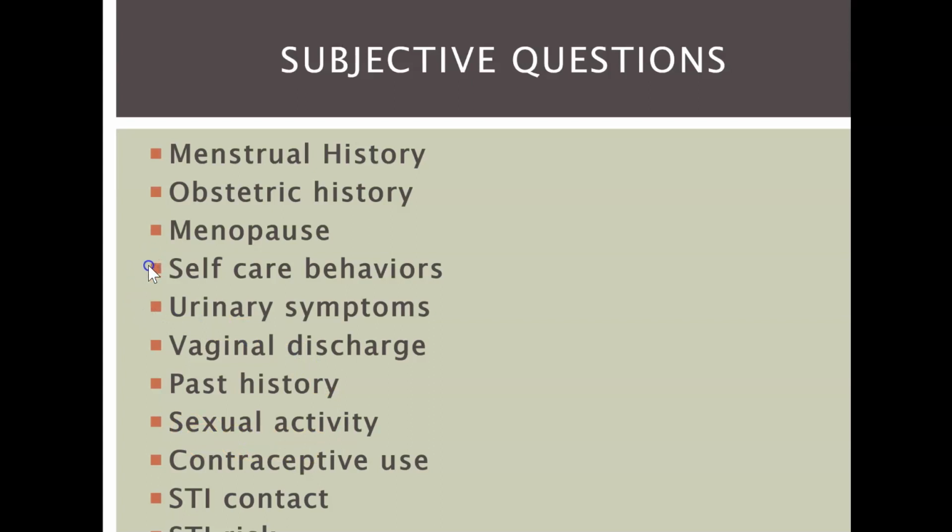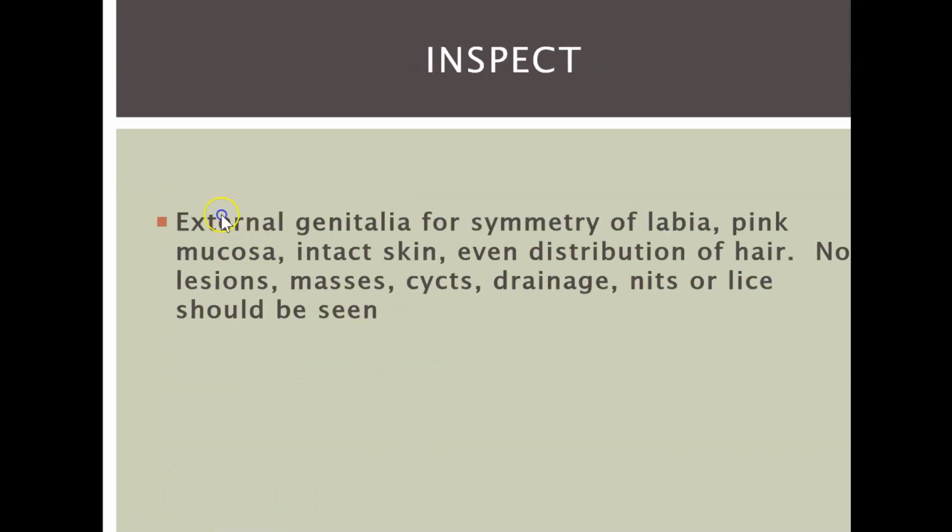When you look at things like self-care behavior or STI risk or anything of that nature, that is a really good point in time to do some teaching. So you want to inspect the external genitalia for symmetry of the labia, whether or not the mucosa on the inside is intact or pink, if there's an even distribution of hair, and whether or not they have any lesions, masses, cysts, drainage, nits, or lice.